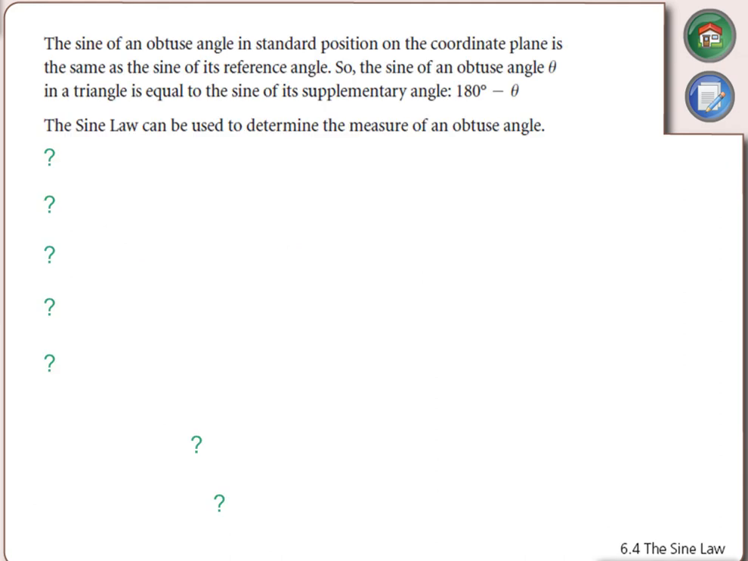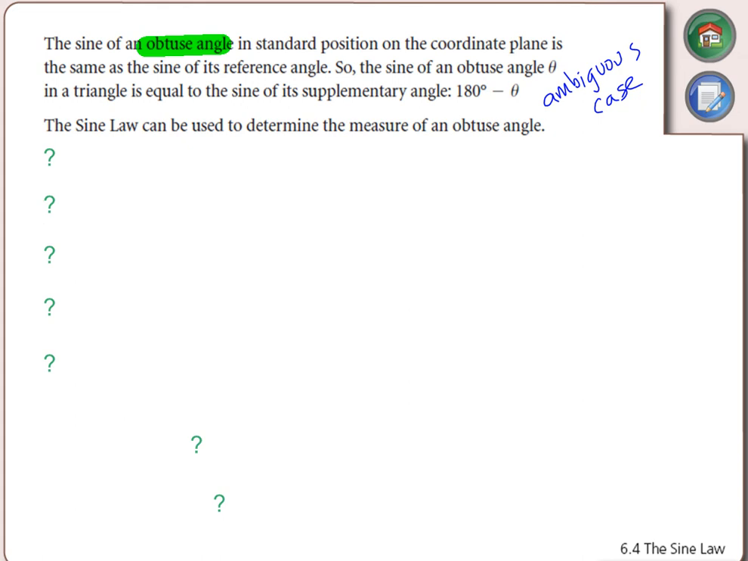Now comes the tricky part of sine law. What happens if we're dealing with obtuse angles? This is where sometimes you're going to have that ambiguous case, where you might have two triangles. And that's what 6.3 was developing. It was developing the rules to show when we've got this triangle or when we've got that triangle. Do we have two of them?